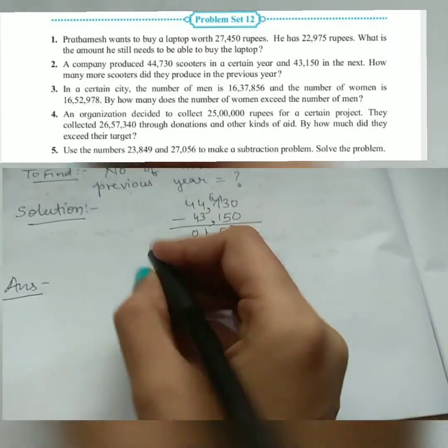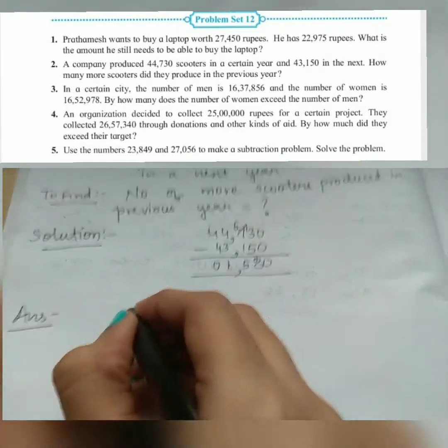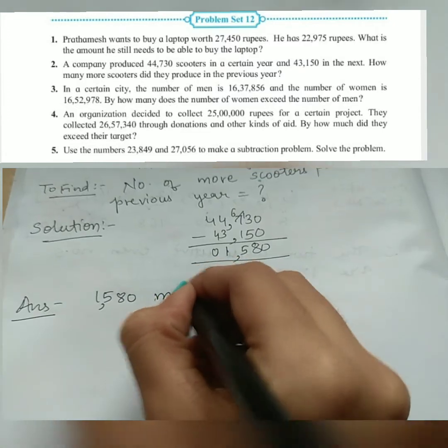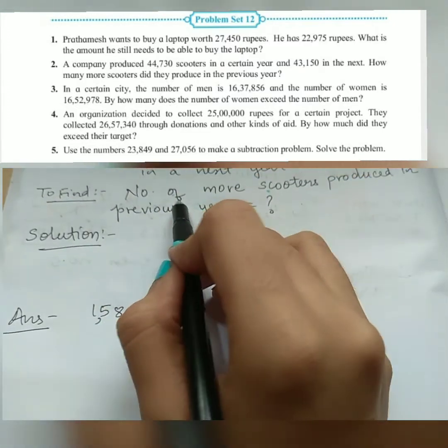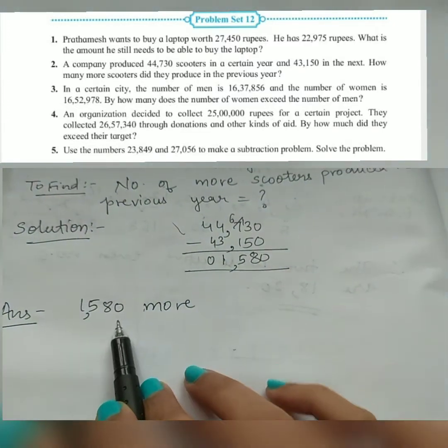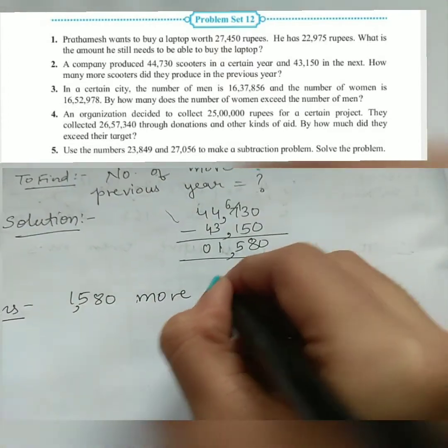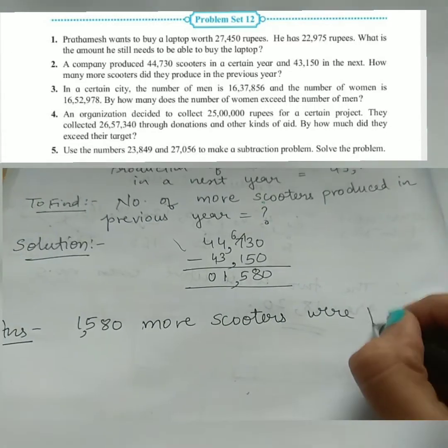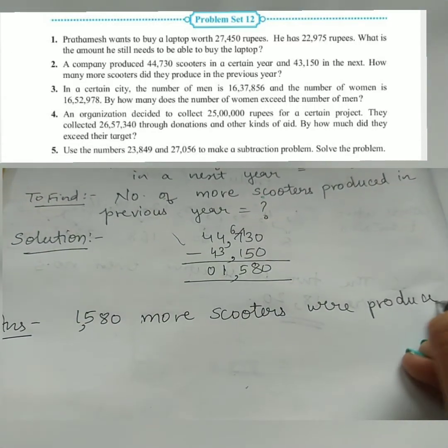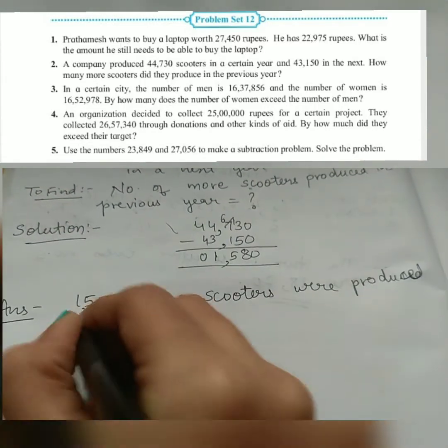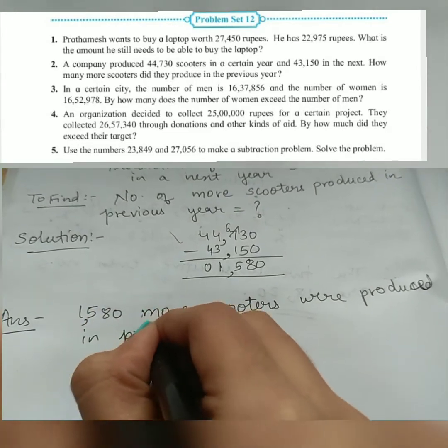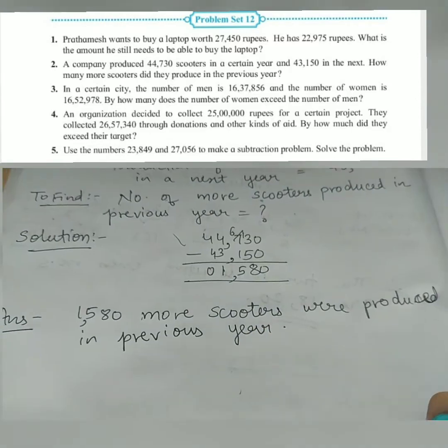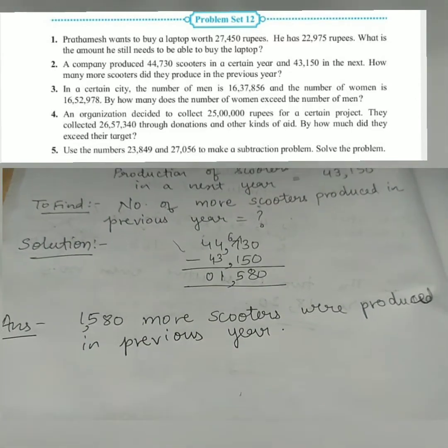Number of more scooters, or we can say 1580 more scooters. Instead of number of, we will write directly the number. More scooters were produced in previous year. Okay, let's see third one.